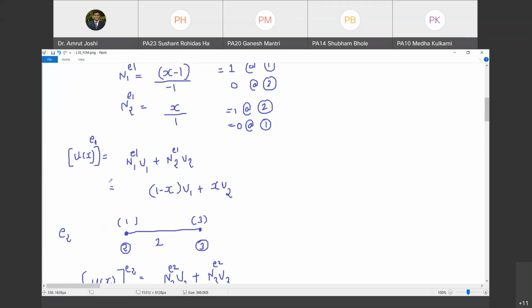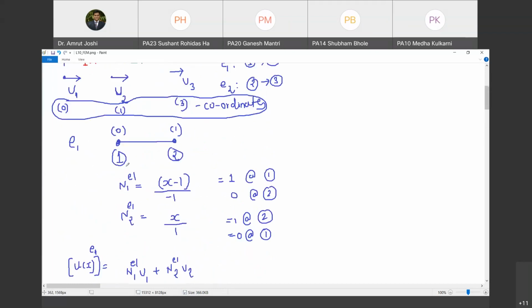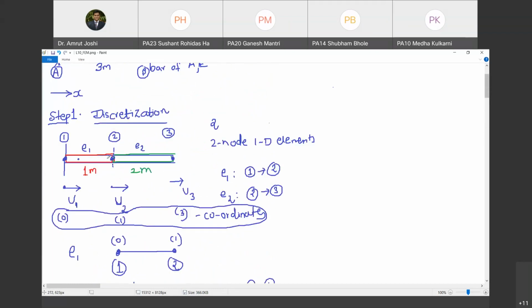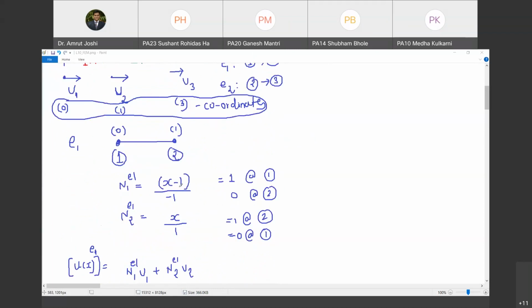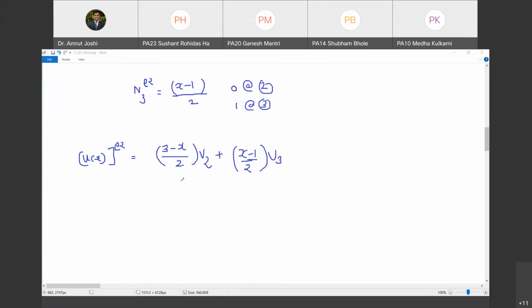So this is how I write down displacement as a function of nodal displacements in element number 1 and element number 2. That means if I know u1, u2 and u3, I can find out displacement anywhere within this beam. Do you agree with me? Yes. Are you with me? Yes, sir. Okay. So that's how I have written this down.